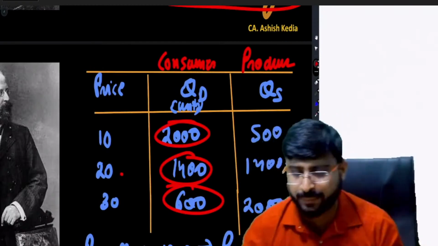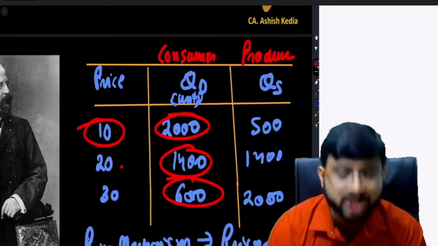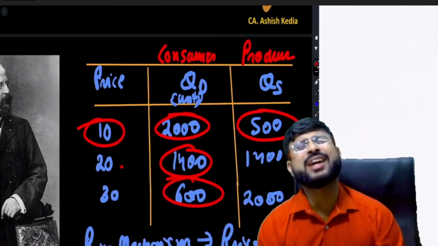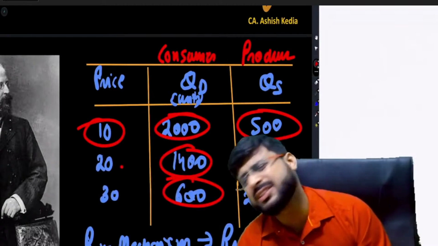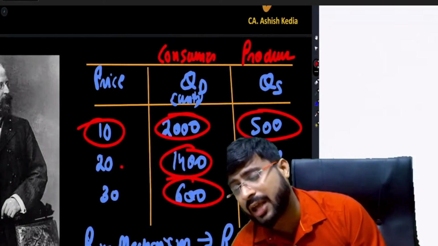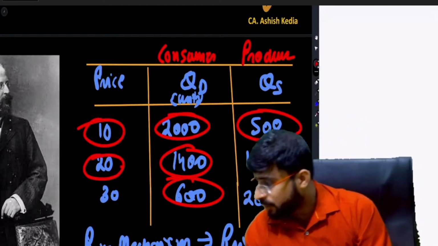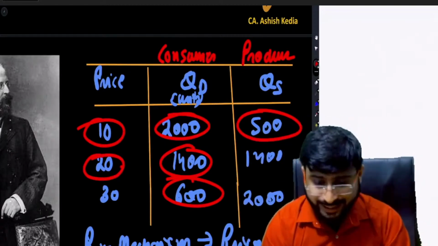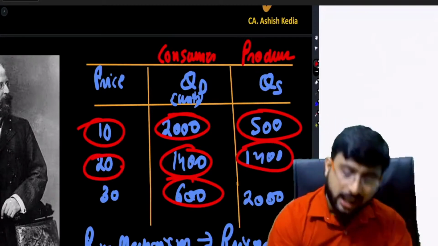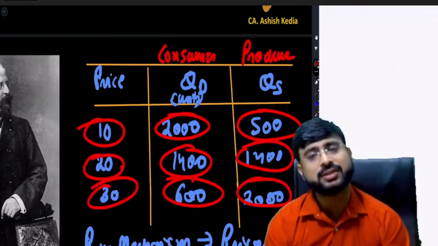Producers would want to increase the supply. See, when price was 10, producers were supplying only 500, because low price means low profit margin. Remember, it is a capitalist economy. Now when price increased to 20 rupees, producers became happy, so they increased the supply. Again, when price increased, they increased the supply further.